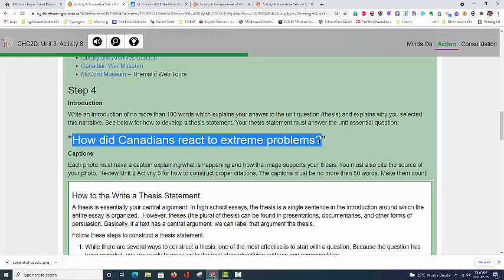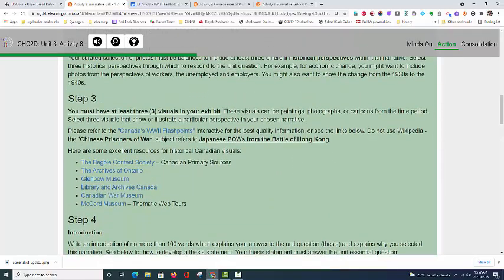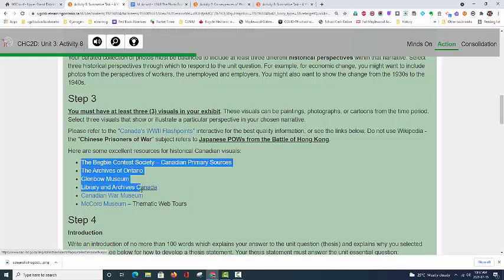You need to ensure that your sources are from between 1929 and 1945. You can do this by utilizing the resources from the Canada's World War II Flashpoints Interactive from Unit 3, Activity 7, and any of the resources here that are included for you to use. If you utilize the resources from any of these, you are going to be required to provide a fully formatted bibliography.